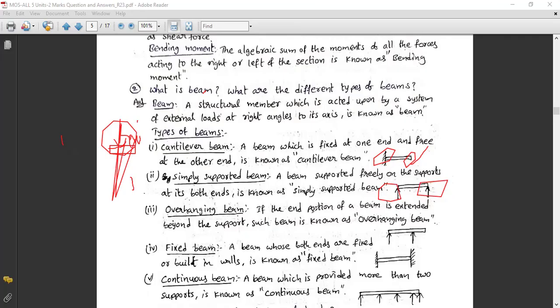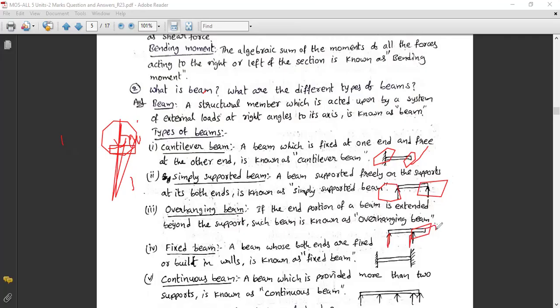Then it is called a simply supported beam, as per the definition and diagram. So the third question is the overhanging beam. What is an overhanging beam? If the end portion of the beam is extended beyond the support. We can see this is one support and this is another support here. So this extra beam is coming beyond this support. This is called an overhanging beam.